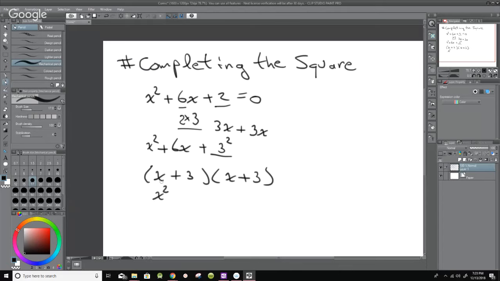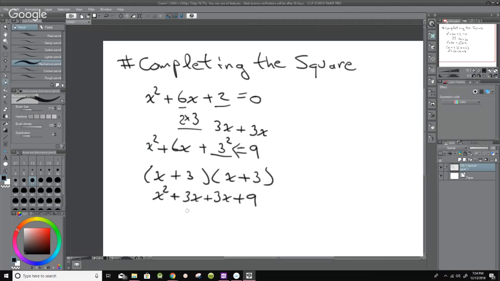If I multiply it, x times x is x squared. x times 3 is 3x. 3 times x is 3x. 3 times 3 is 9. And if you look here, that's really what I've written there. 3 squared is 9. So if we had that, then we could find the roots. But we don't quite have that, right? Because we need to account for this 2.